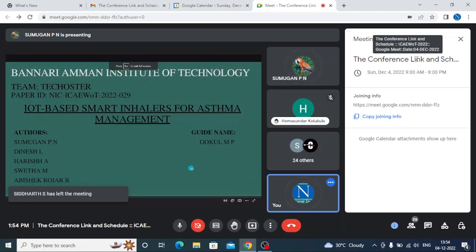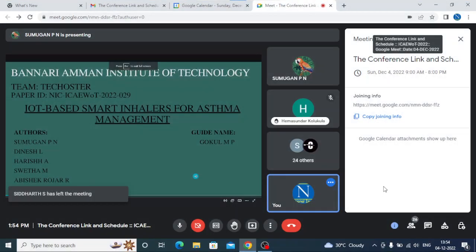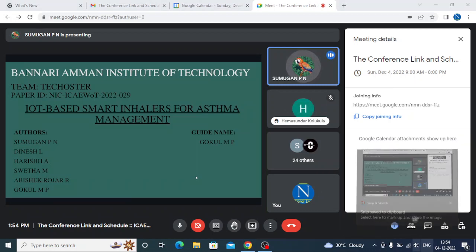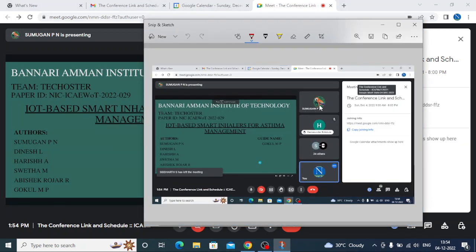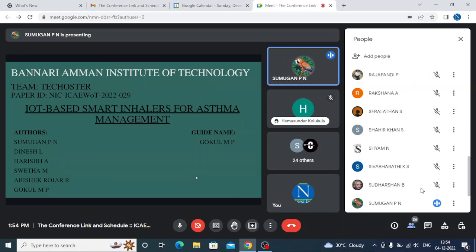A very good afternoon to one and all present here. I am Sumugan from Bannari Amman Institute of Technology, and my teammates are Dinesh, Harish, Smeta, Abhishek Roger, and Gokul MP. We are going to present on the topic IoT based smart inhalers for asthma management. So let's get into the topic.